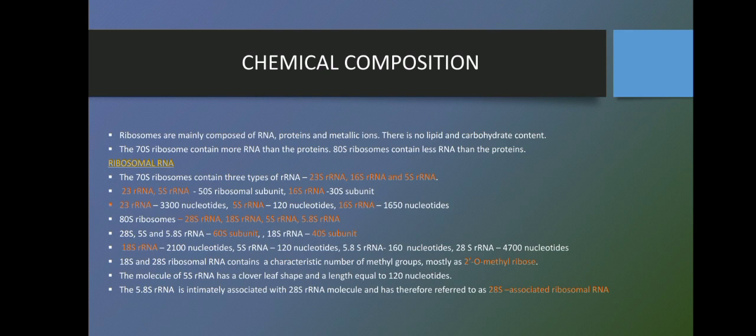18S and 28S ribosomal RNA contain a characteristic number of methyl groups, mostly the 2'O methyl ribose. The molecule of 5S ribosomal RNA has a clover leaf shape and a length equal to 120 nucleotides. The 5.8S ribosomal RNA is associated with the 28S ribosomal RNA molecule and is therefore referred to as the 28S associated ribosomal RNA.